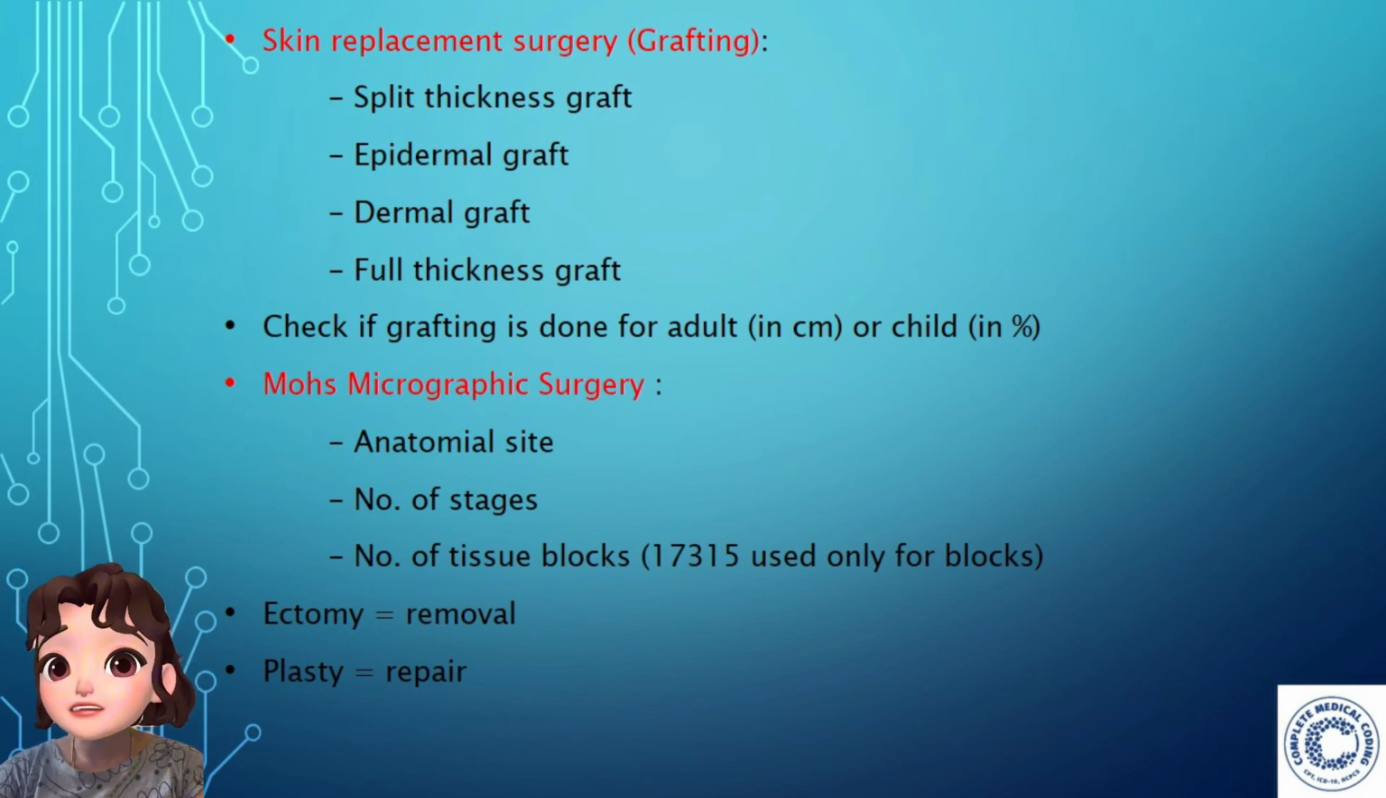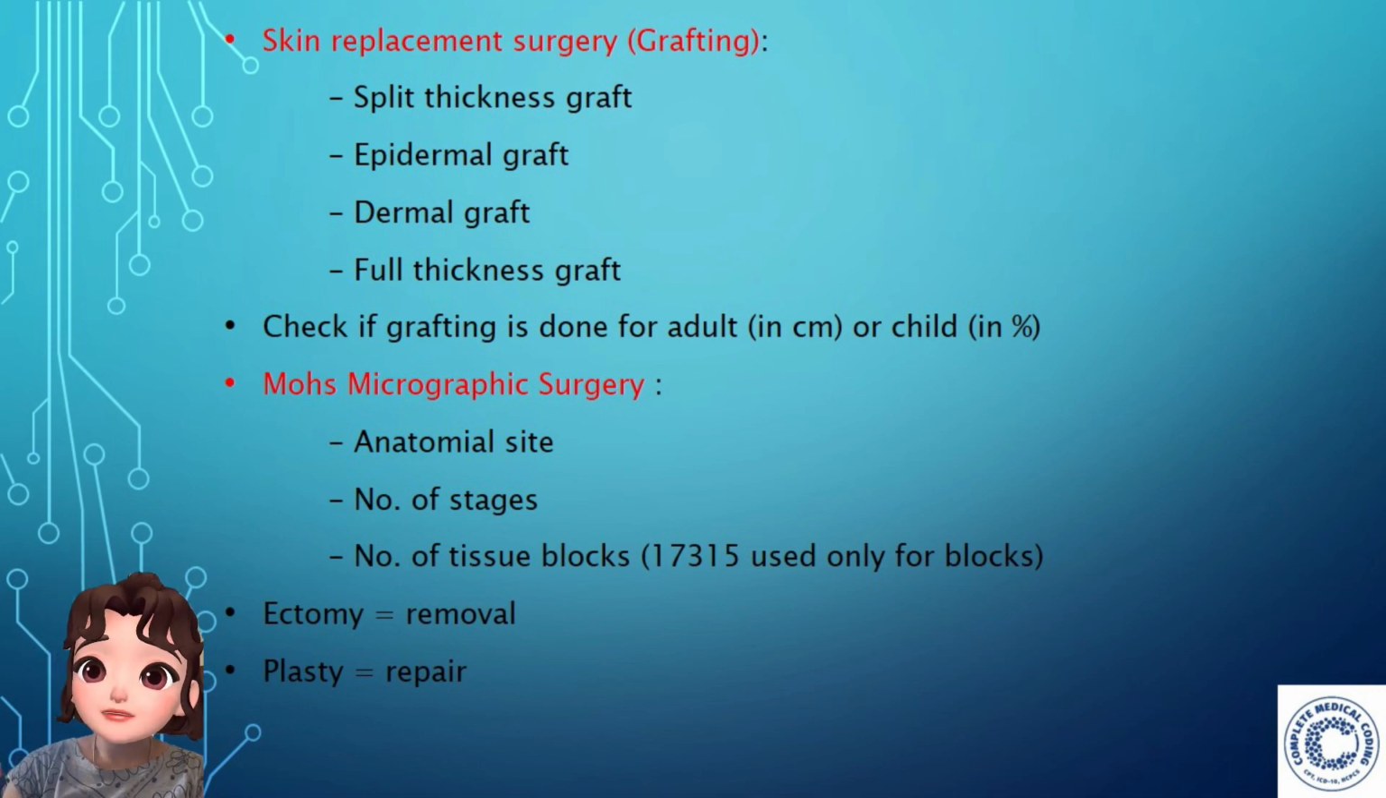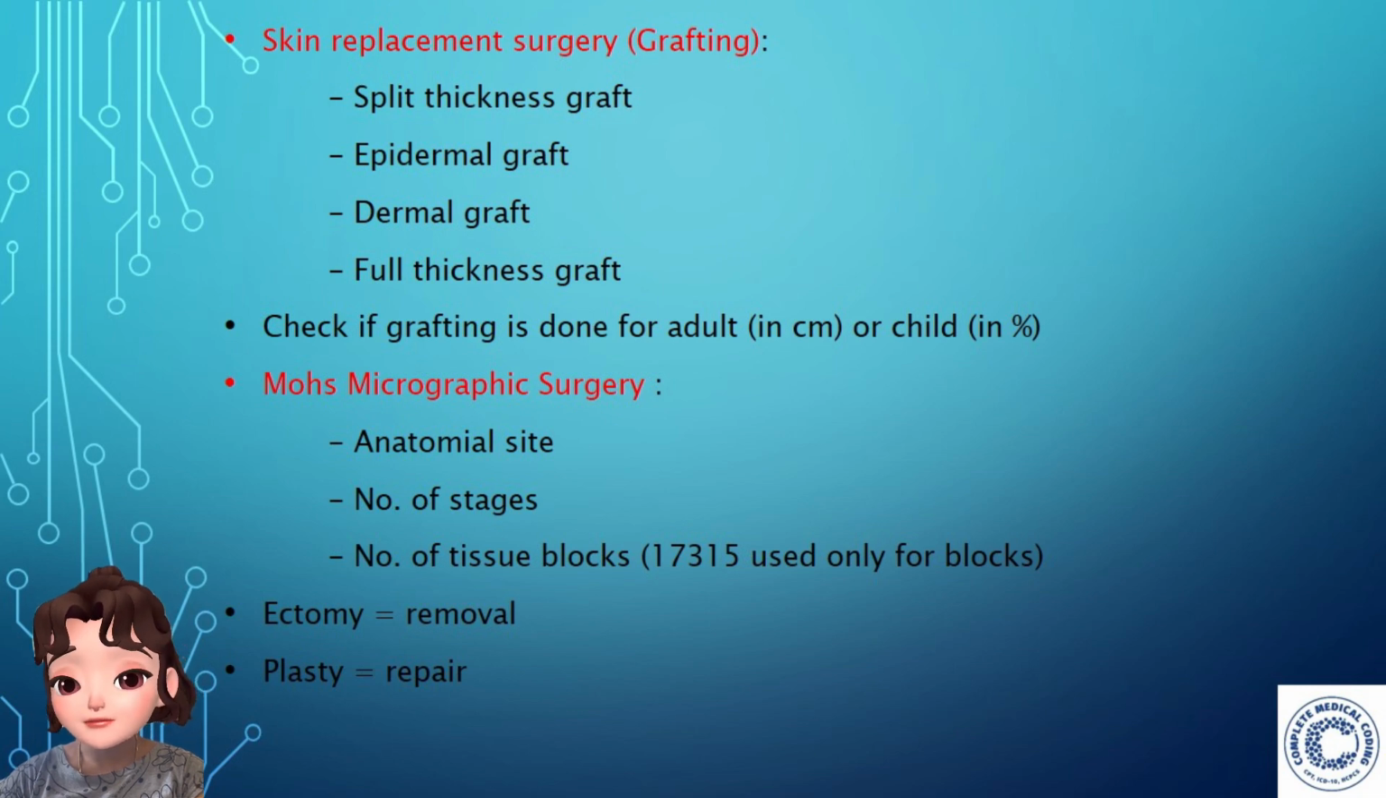Here also, this is an important part, we will check 3 important things: anatomical site, number of stages, and number of tissue blocks. For number of tissue blocks, by default we will use the code 17315 if there is any question related to number of tissue blocks. After coding everything, we will use 17315 as an add-on code for representing the number of tissue blocks. We'll see the examples later.